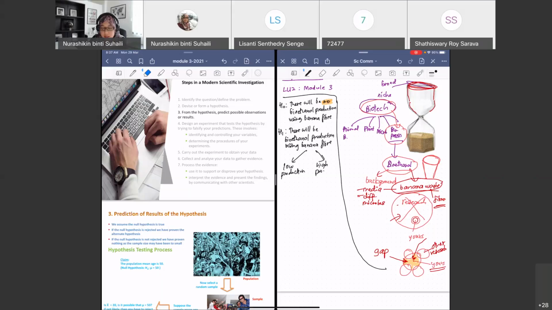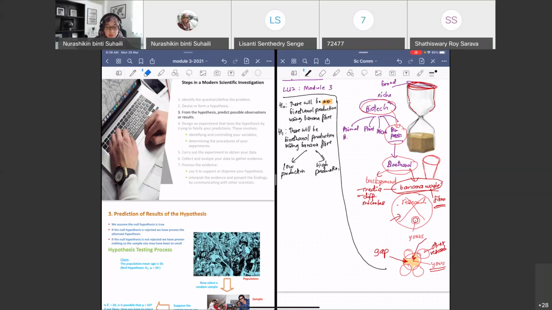Okay. So you can see that under the alternative hypothesis, even though you say that there will be bioethanol production, that is a general statement, but under that you can elaborate more on what you expect from it. Of course there will be ethanol production, but what type of production? Is it low? Is it moderate? Is it high? That is the elaboration of the observations that you can predict from your hypothesis. But for the null, there is no production. You cannot say anything more. But under the alternative hypothesis, you can elaborate more. So that is what is meant here.